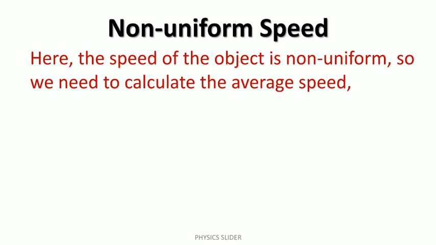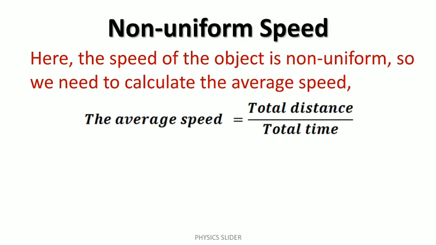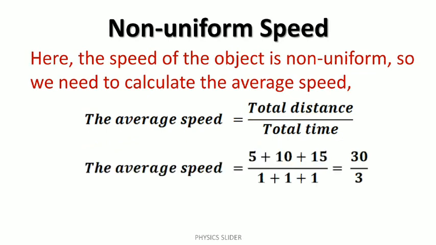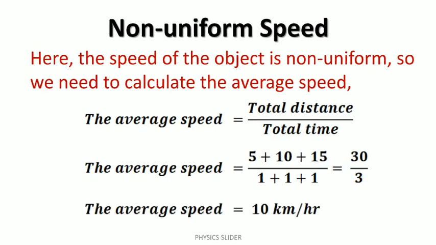Watch here. In this case of the non-uniform speed, we will calculate the average speed. The speed of the object is non-uniform, so we need to calculate the average speed. The average speed is given as total distance upon total time. The total distance in this case is 5 km plus 10 km and 15 km, which becomes 30 km. And the total time is 1 hour plus 1 hour plus 1 hour, that becomes 3 hours. Now we will divide this 30 by 3, then we get 10 km per hour. This is the average speed throughout this non-uniform motion.